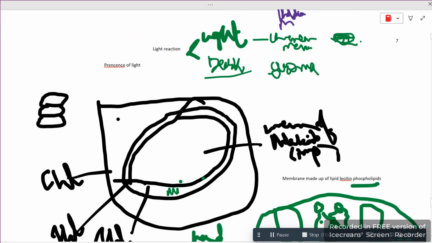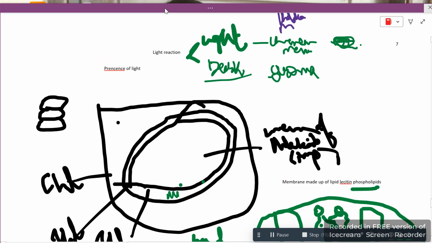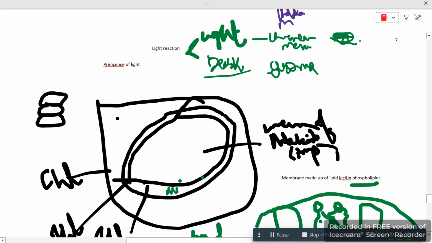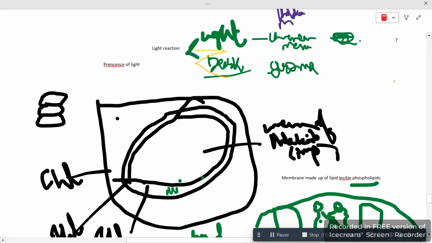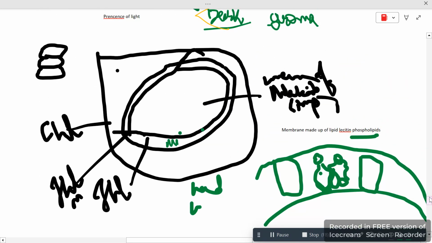So we are discussing light reaction. We discussed that photosynthesis has two phases or two reactions, the light and the dark reaction. We discussed this in the last video. Here this was the chloroplast. We've taken one thylakoid membrane and the lumen of the thylakoid; the basic information was done.